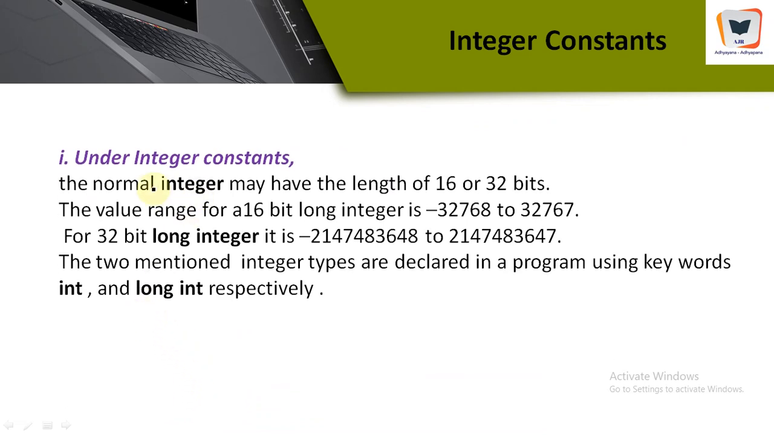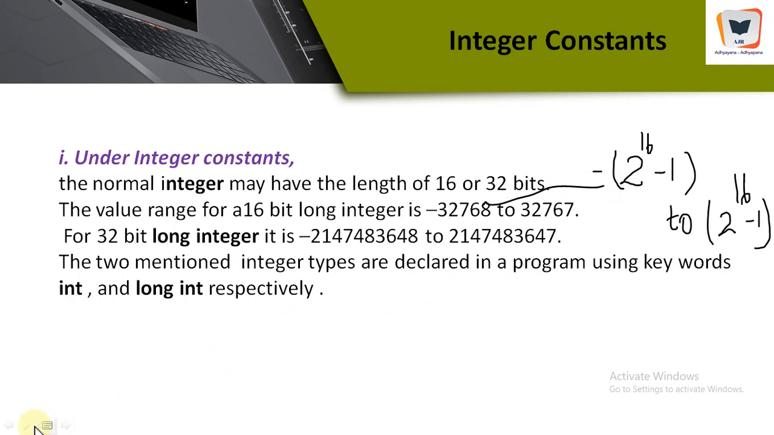Integer constants: a normal integer may have a length of 16 to 32 bits. If it is 32 bits, it will fall under the long int category. If it is 16, it becomes the short integer category. The value range for a 16-bit integer is minus 32,768 to 32,767. This is because the total value can be 2 to the power of 16 minus 1, with a minus sign, to 2 to the power of 16 minus 1 with a plus sign. Therefore, this is the number.